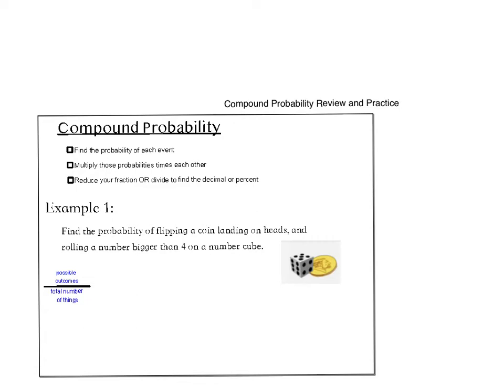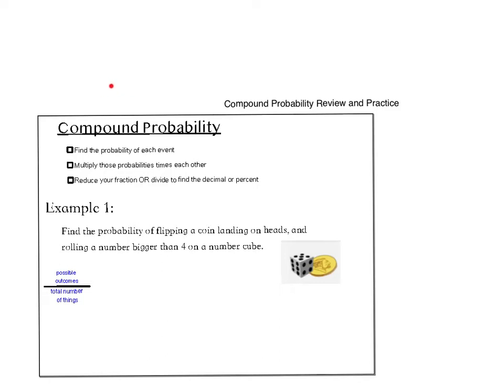So as a reminder, when we are finding compound probability, we're going to do a couple of different things, and I wrote out your list of steps right here. So first, you're going to find the probability of each event, right? Compound means that there's two or more events, just like a compound word has two or more small words in it. Compound probability has multiple events.